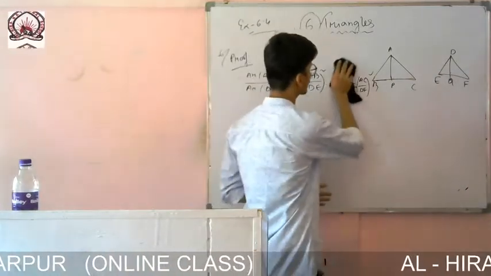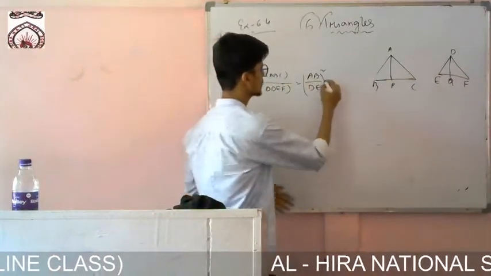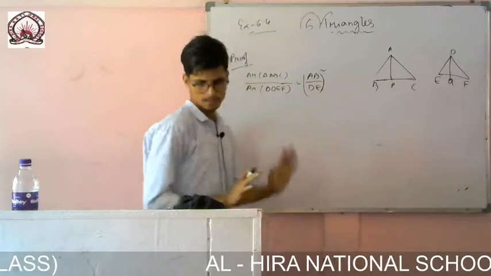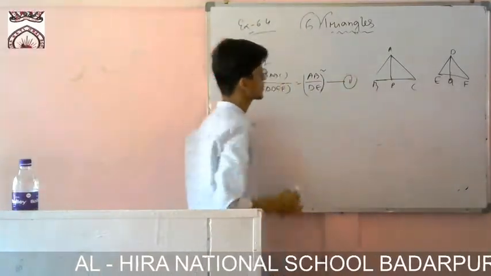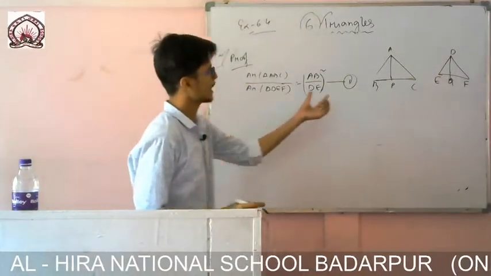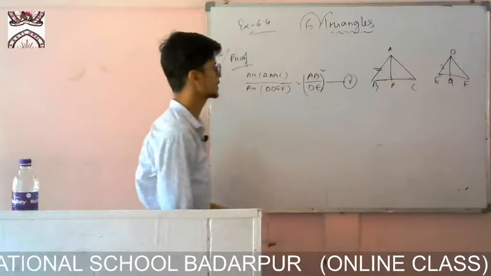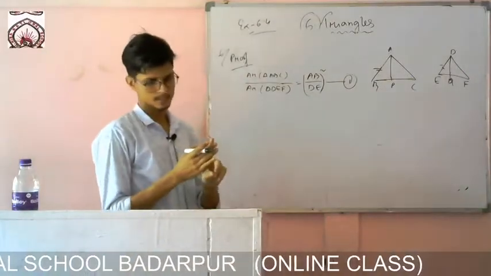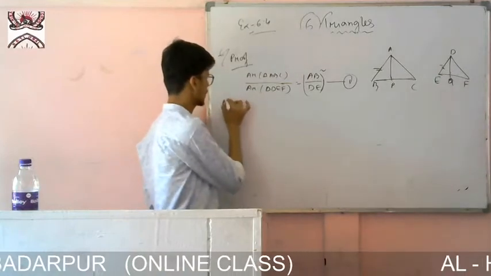One thing you do, just keep the first two, no need to write this one, don't be lengthy. If you want you can keep it, but let it be straightforward, or else it will be confusing later on. So you see, I am only taking this side, AB and DE. So AB square by DE square, only one side I am taking. Now you can write like this.